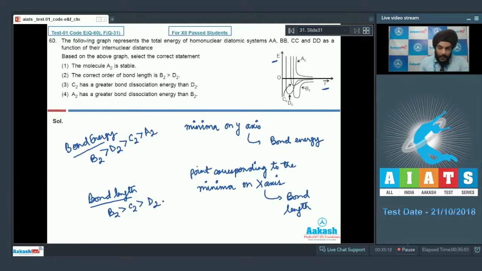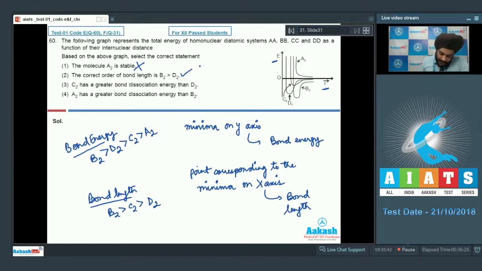Okay. So now looking at the options, the molecule A2 is stable. The molecule A2 does not have an energy minima. It has a positive value of energy all throughout. So the bond is not formed at all. The molecule A2 does not exist. It is not stable. The correct order of bond length is B2 greater than D2. Students, this statement is correct.